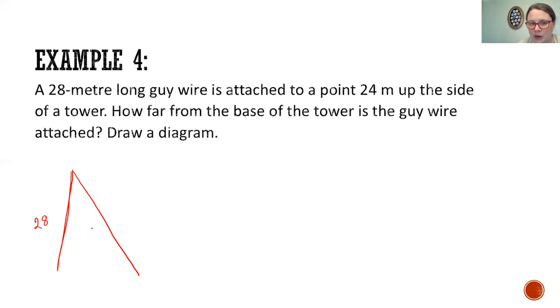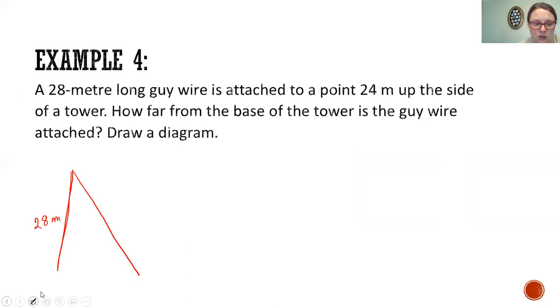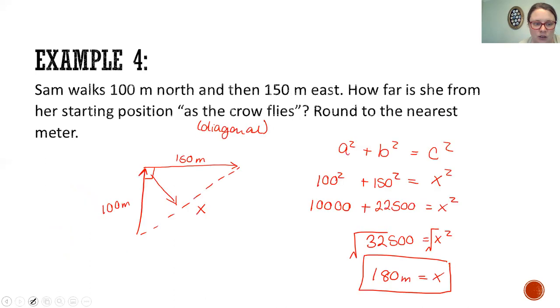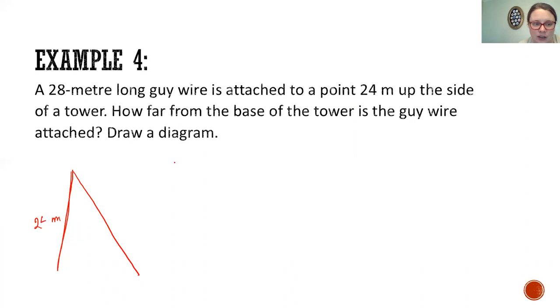So we have a 28-meter, oops, sorry, I've got a lag in my computer here. There we go, back again. So we have a tower, 24 meters up the side of the tower. 28 meters is my guy wire, so 28 meters is the wire. And we want to know how far from the base, so that's this line, what distance out is that wire attached?